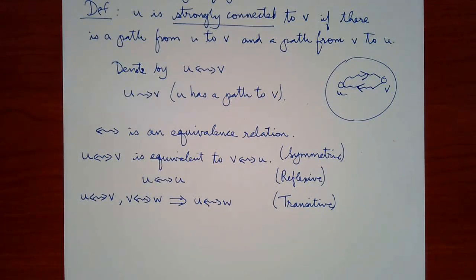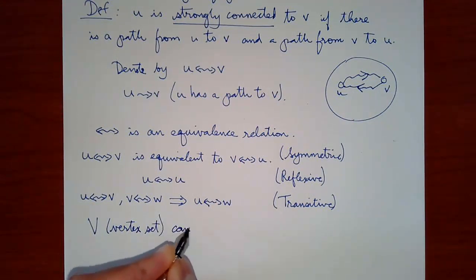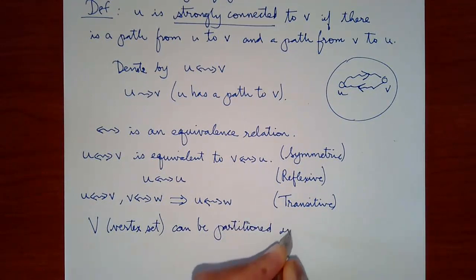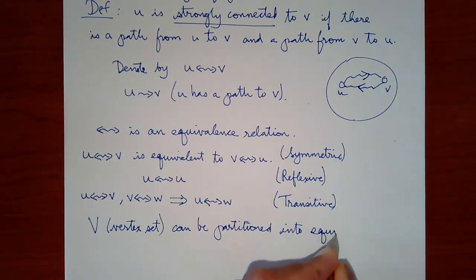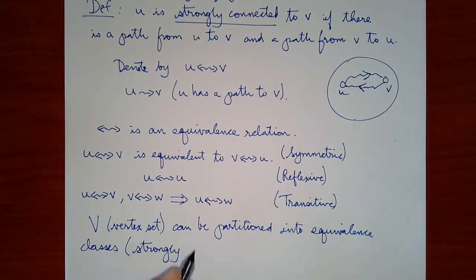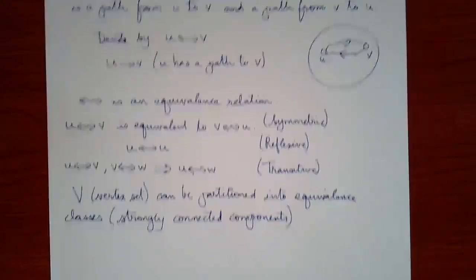So what happens if you have an equivalence relationship amongst elements in a set? It induces a partition. Right? So V, which is the vertex set, can be partitioned into equivalence classes, and these classes are called the strongly connected components. So this is like connected components, but directed.